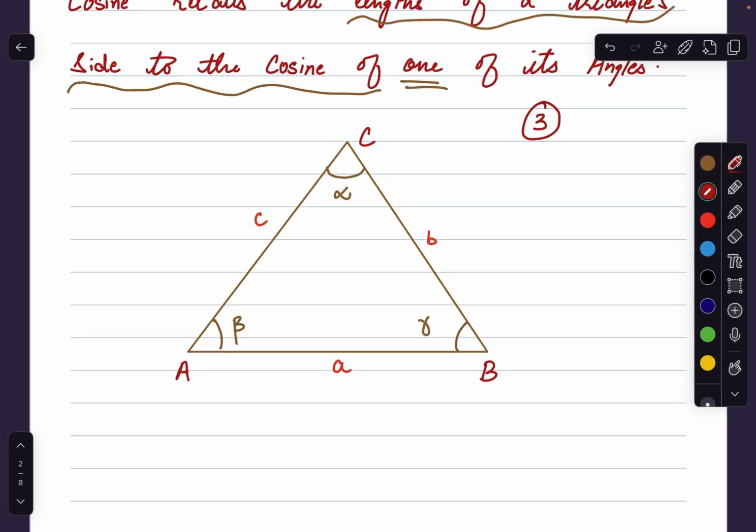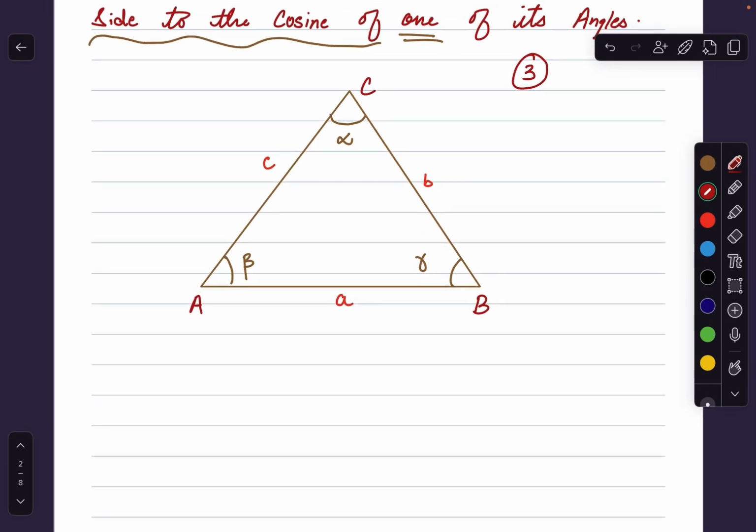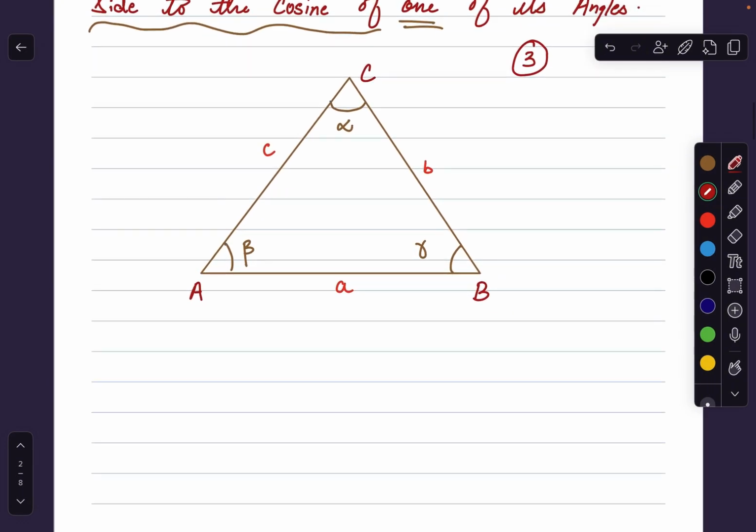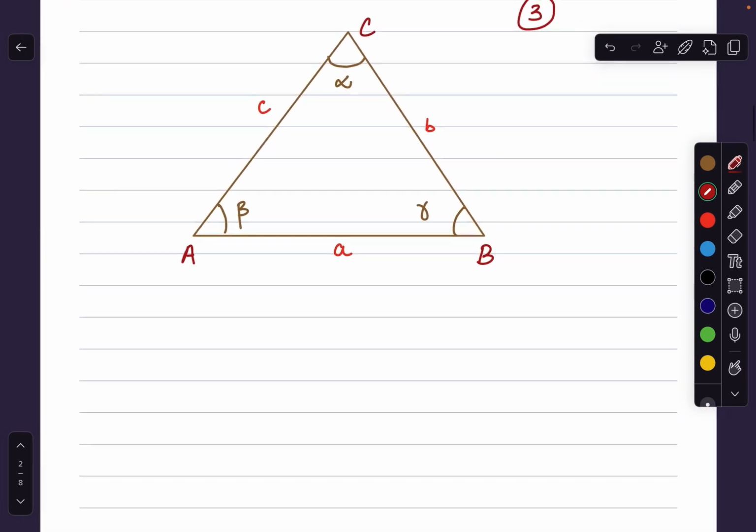Now you have to relate all three sides. Most of the time when you're using the cosine law, we are going to find a side, and in that we'll include all three sides. So the cosine law states that, supposing in the first part you're finding a.